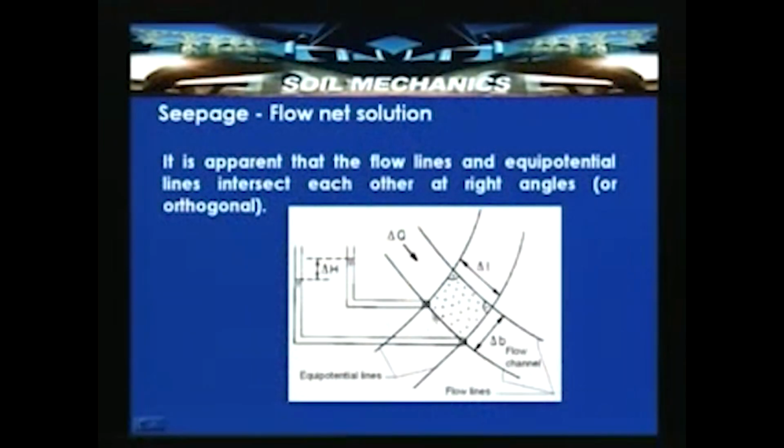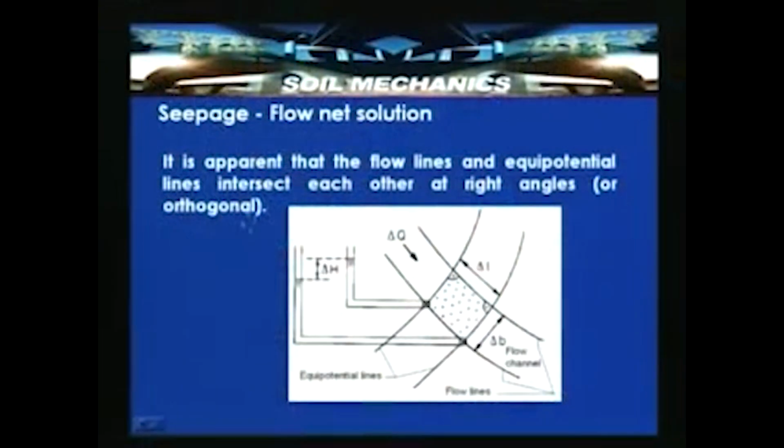So, here if you see, this is the total head for this equipotential line, and this is another equipotential line which has experienced a loss, so its total head is less by delta H. That means delta H is the head loss which has taken place between these two equipotential lines. So, from the theoretical deliberation, you see that at the angles where both flow lines and equipotential lines meet, they are orthogonal.